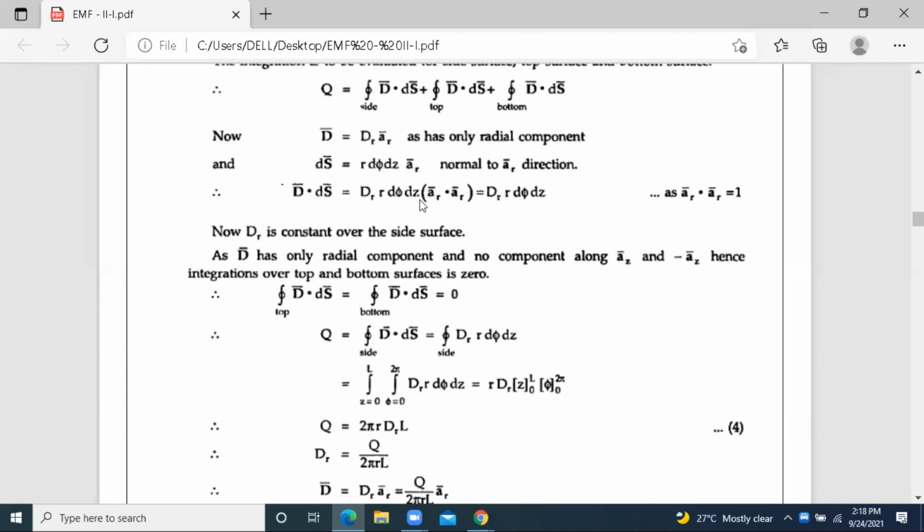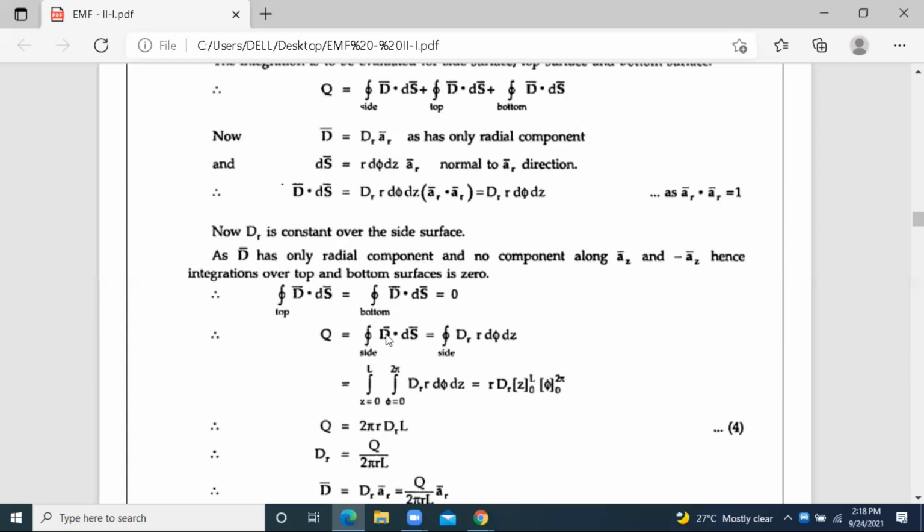Yes, sir. The dot product of two similar vectors is equal. All right. So this is your differential E or your differential D.